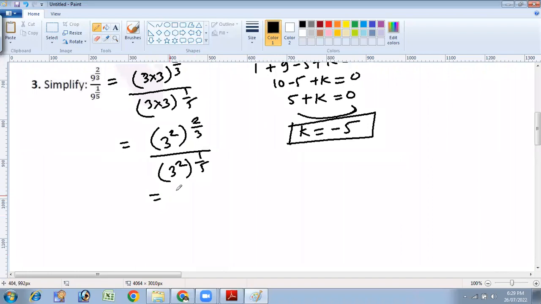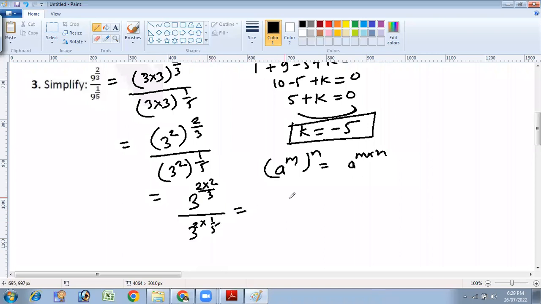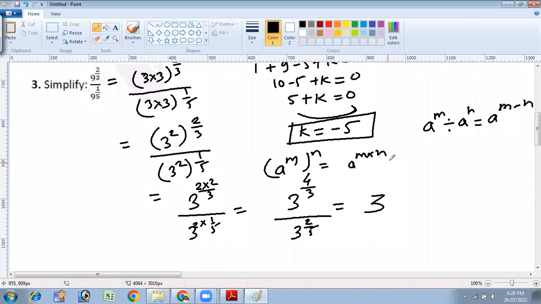Then what we can say? Here we can use the formula (a raised to m) raised to n is equal to a raised to m multiplied by n, right? So here we can say 3 raised to 2 multiplied by 2 upon 3, and here 3 raised to 2 multiplied by 1 upon 5. So we can say 3 raised to 4 upon 3, and here 3 raised to 2 upon 5. Here we can use the formula a raised to m divided by a raised to n is equal to a raised to m minus n. So 3 raised to 4 upon 3 minus 2 upon 5.